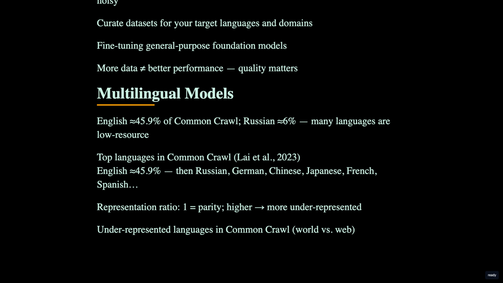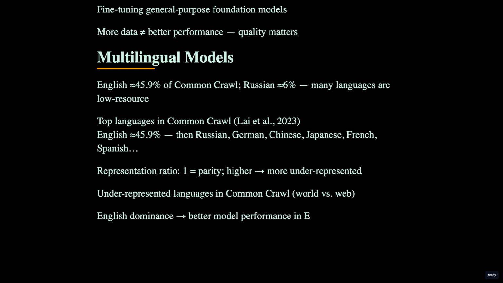English is shown for contrast. It makes up 18% of the world population, but about 46% of Common Crawl, giving a world to Common Crawl ratio well below 1, while Punjabi's ratio is about 232, meaning it's extremely underrepresented.